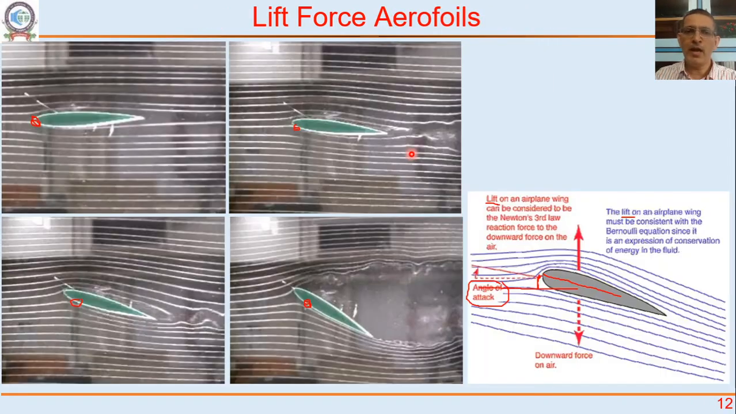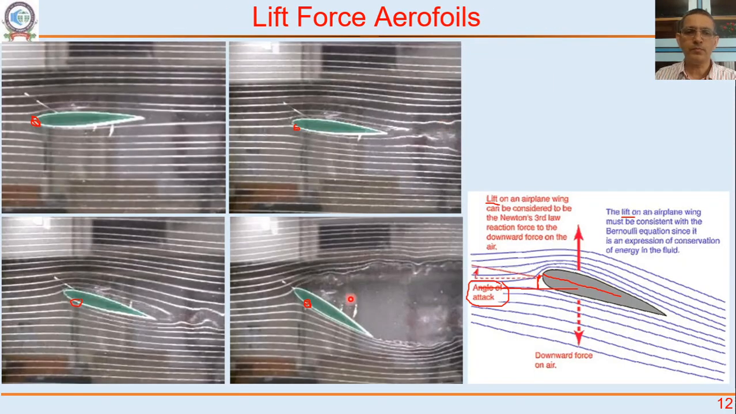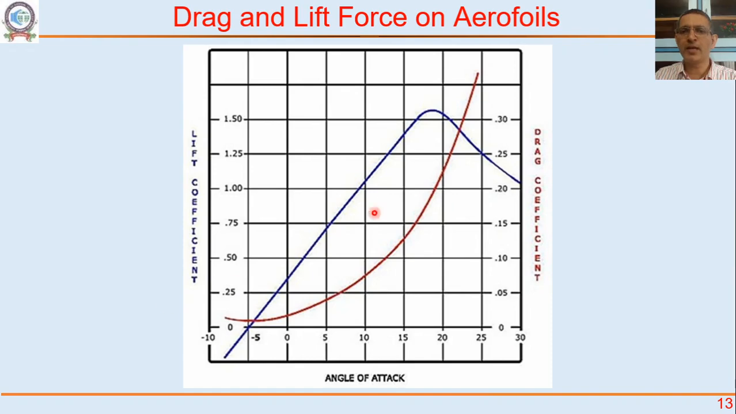You see? Why? Because the boundary layer separation has started. Boundary layer separation is more, so the drag force will be more. In addition, because the stagnation point is shifting to the underside, lift force will also increase, but drag force will increase tremendously. Beyond an angle of, let's say, 20 to 25 degrees, lift force actually drops.